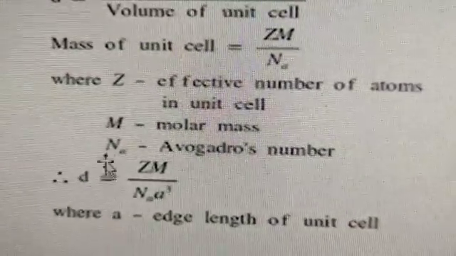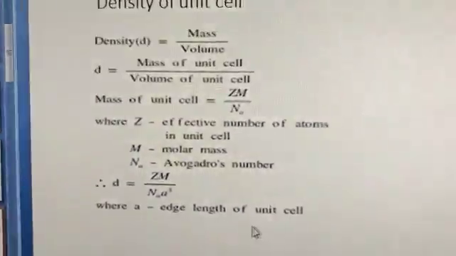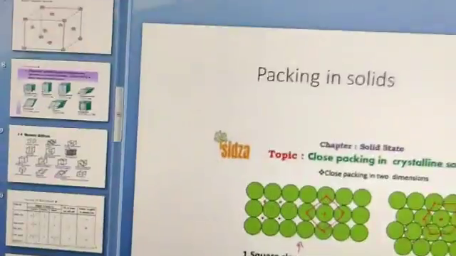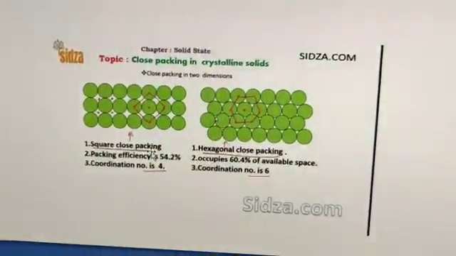So you can easily calculate this density, which is equal to ZM upon Na into a cube. Right, here this a is newly introduced, so a is equal to the edge length of that particular unit cell. The formula for calculating the density of base centered, body centered or face centered lattices is the same, only the difference is in the edge length. If it is given for face centered, it is different. If it is given for base centered, it will be different. For simple cubic, it is different. Okay, simple. Understood up to this?